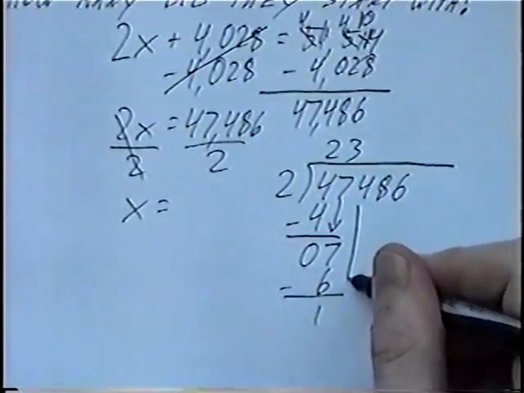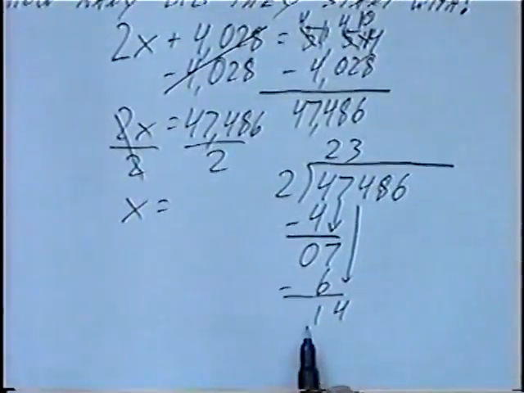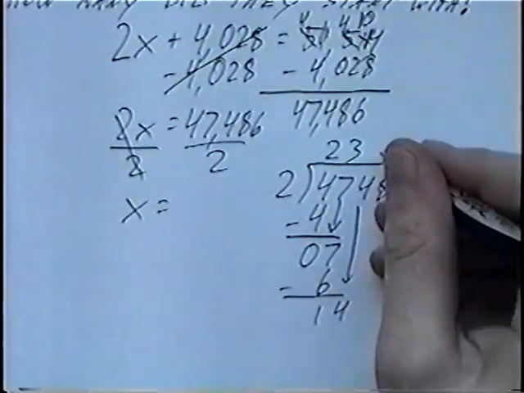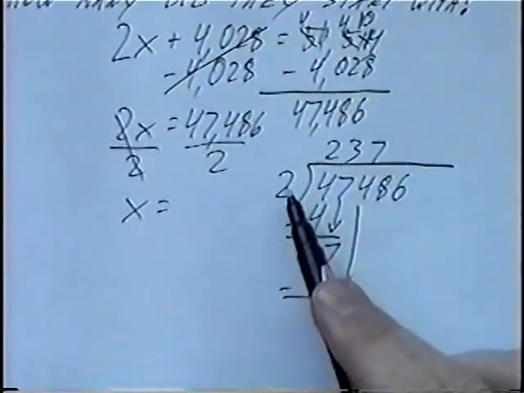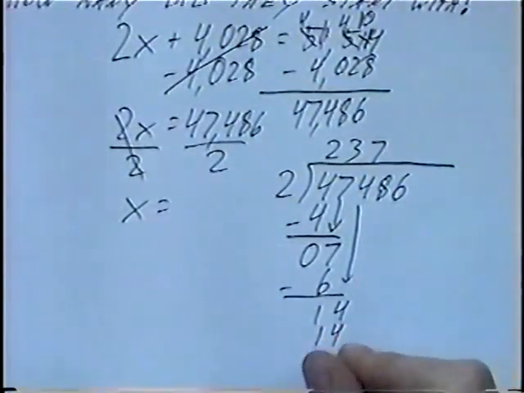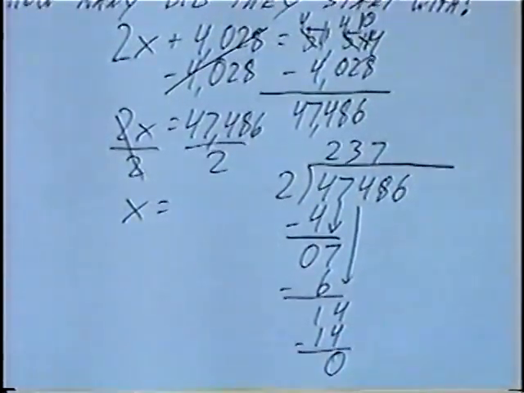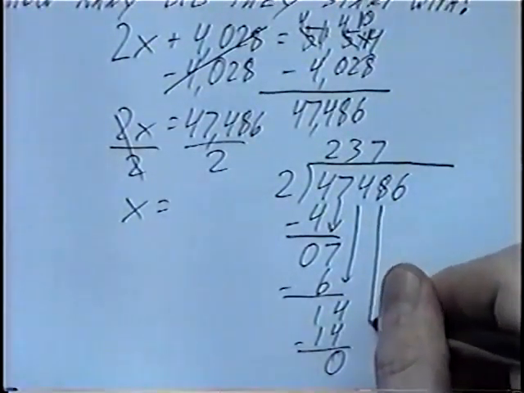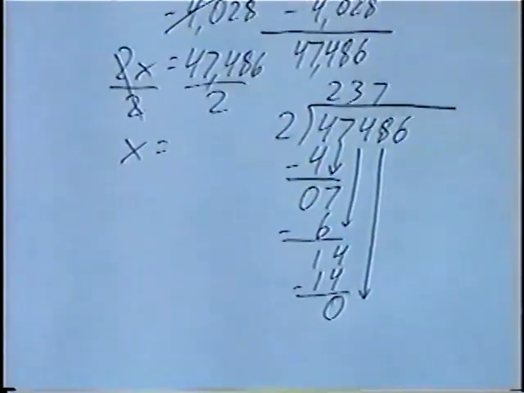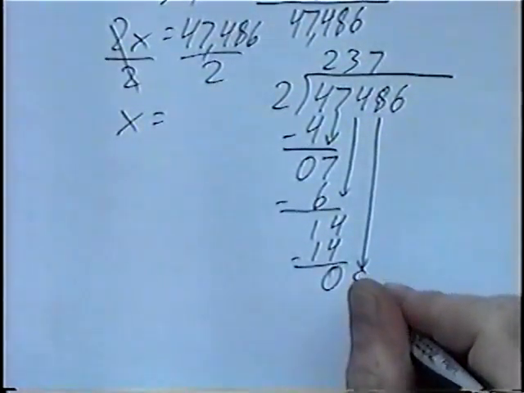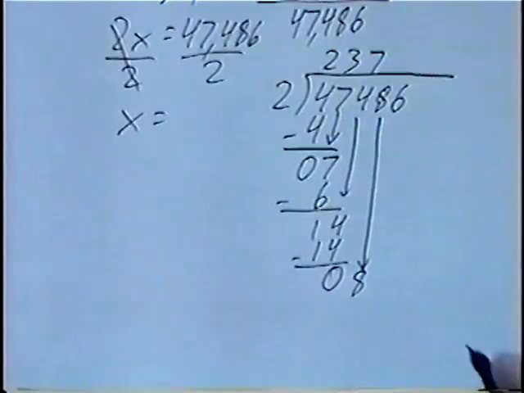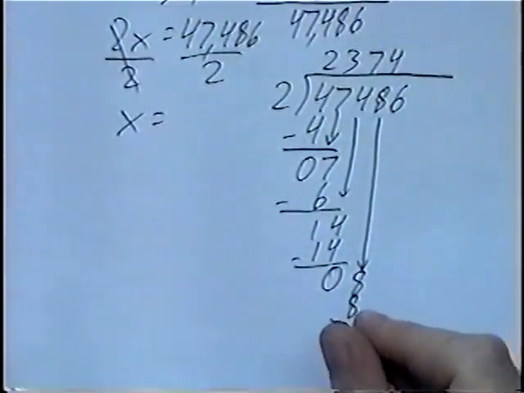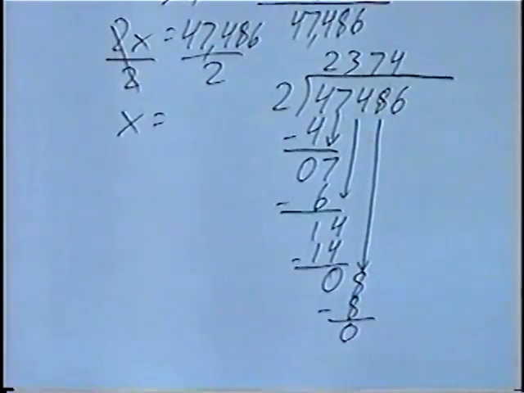Bringing the next number down, the 1 changes into 14 now. 2 into 14 goes 7 times. 7 times 2 would be 14. Subtracting would be 0. The next number we can bring down, which would be an 8. 2 into 8 goes 4 times. 4 times 2 would be 8. Subtracting again would be 0.